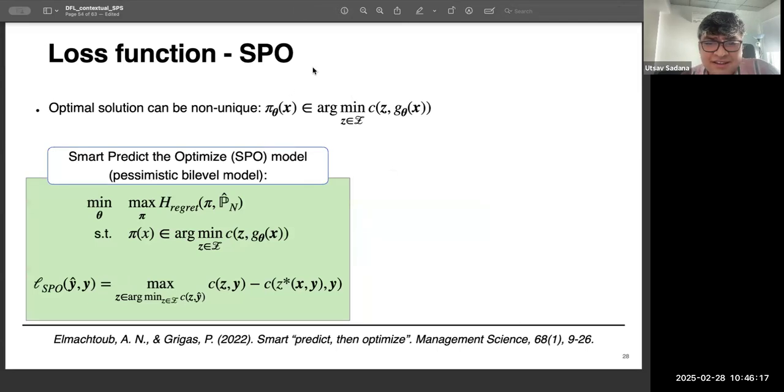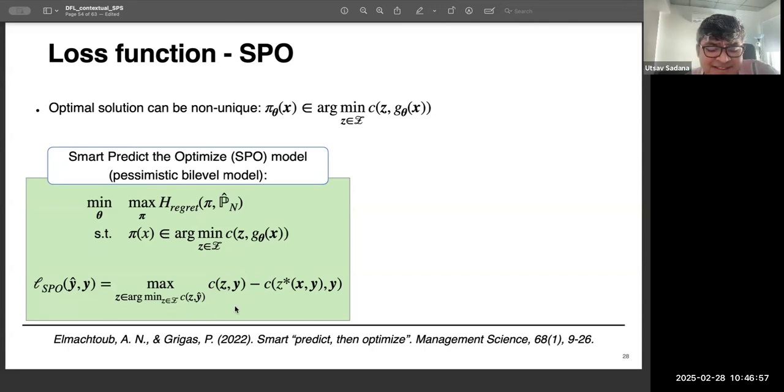However, the problem is that this pi theta that you get from minimizing this cost may not be unique. There could be many decisions that are optimal against your prediction. So what El Maktoub and Grigas propose is the smart predict then optimize model, which is basically a pessimistic bi-level model, where you choose your theta to minimize the worst case regret, where the regret is over all decisions that are optimal under your model g theta. So what they get is this L_SPO loss function.